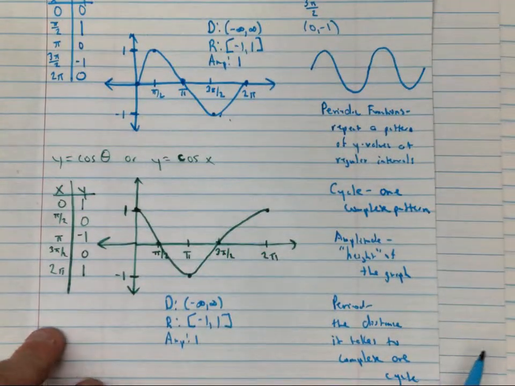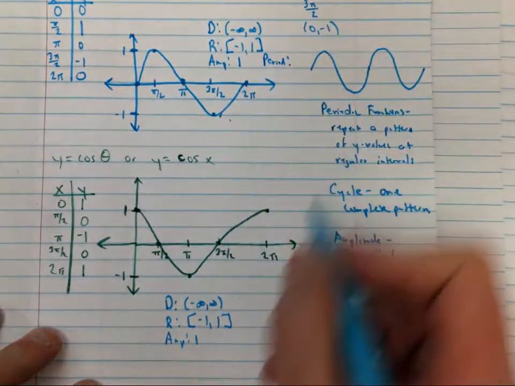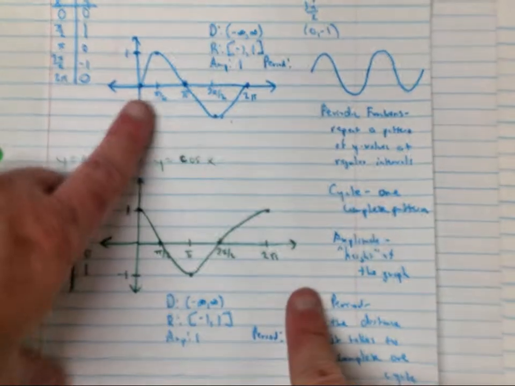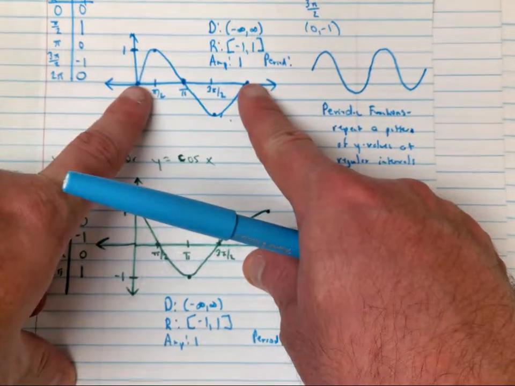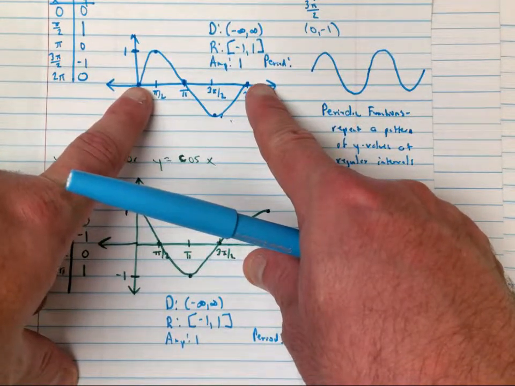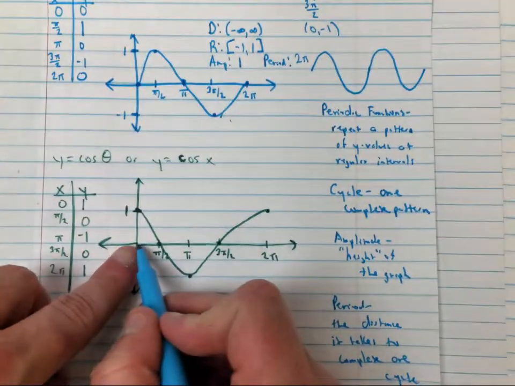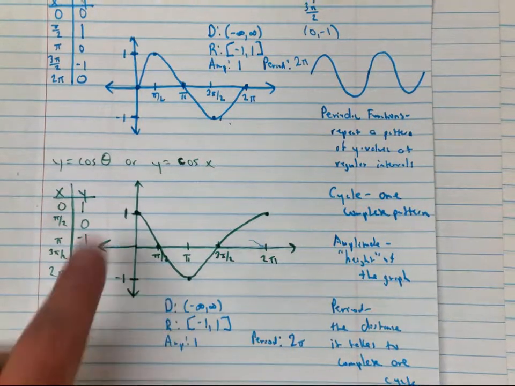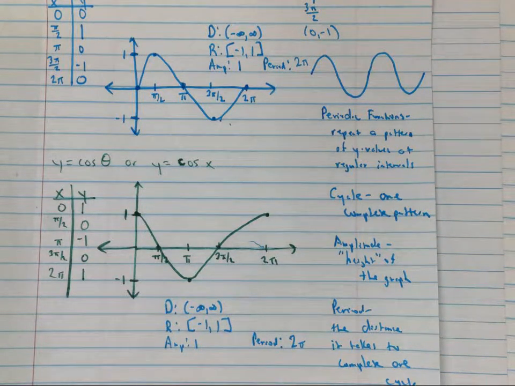Remember, the period is the distance it takes to complete one cycle. If I'm starting here from 0 and I go to 2 pi to complete one cycle, my distance is 2 pi. So my period is 2 pi. Same thing here. I started at 0 on the x, I go to 2 pi. It took me a 2 pi distance to complete one cycle. So if you notice, the domain, range, amplitude, and period for both the sine and cosine are the same.